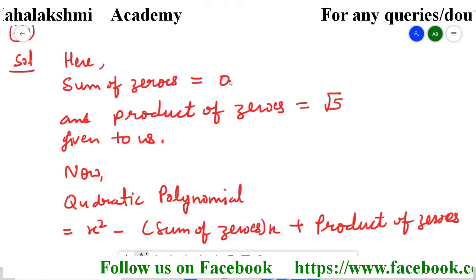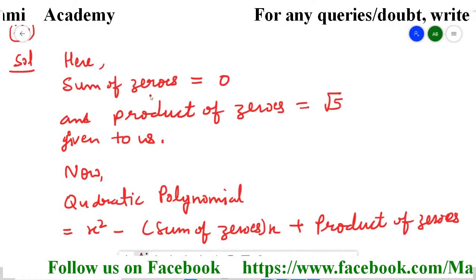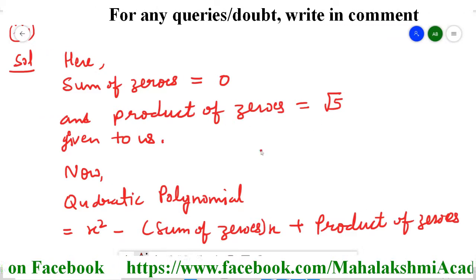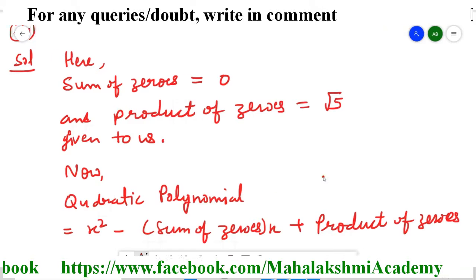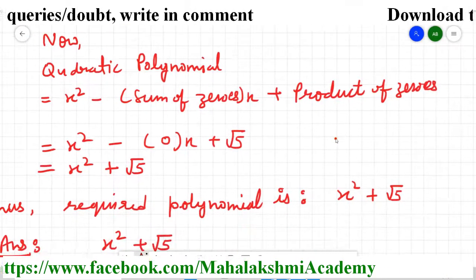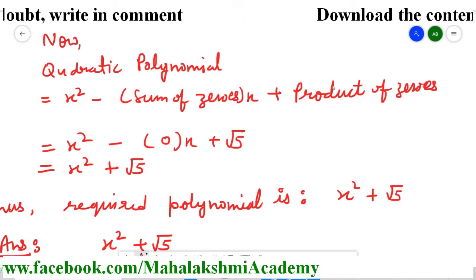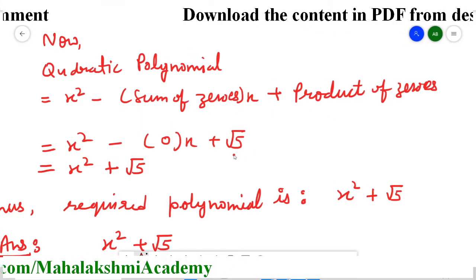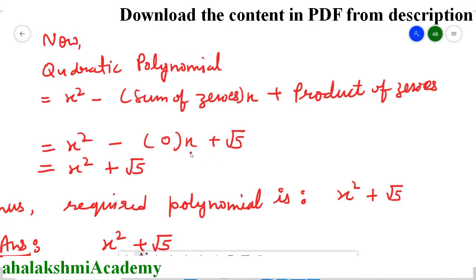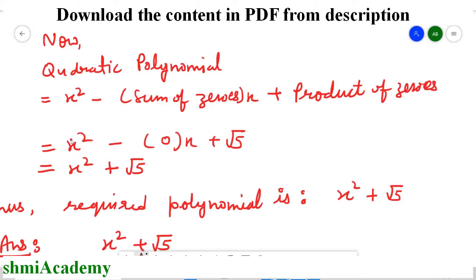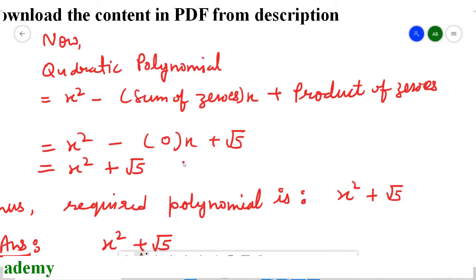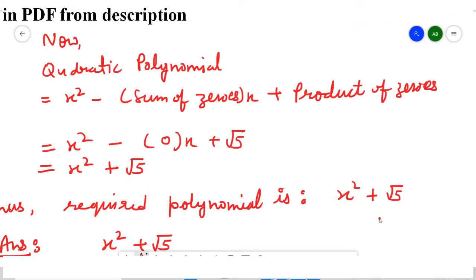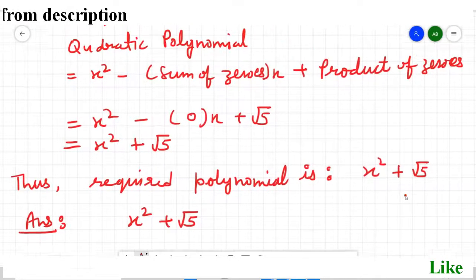In the third part we have sum of zeros as 0 and product of zeros as root 5, and we have to find the quadratic polynomial. So the formula we will directly write down. This is the formula. In the formula, I replaced sum by 0 and product by root 5. 0 multiplied by x is 0. So we will get only two terms, x square and root 5. The middle term will not appear in the answer. So that's our answer. Like this, all three parts are completed.